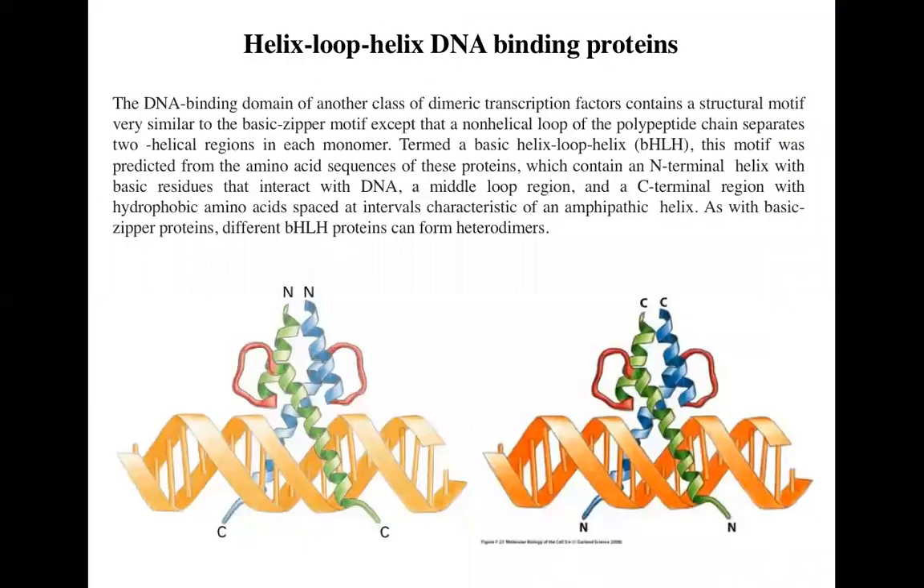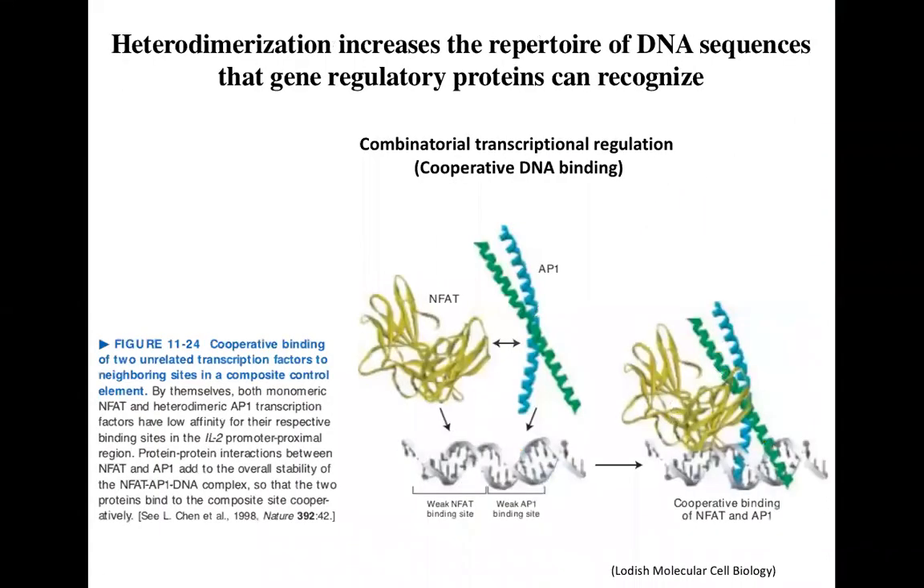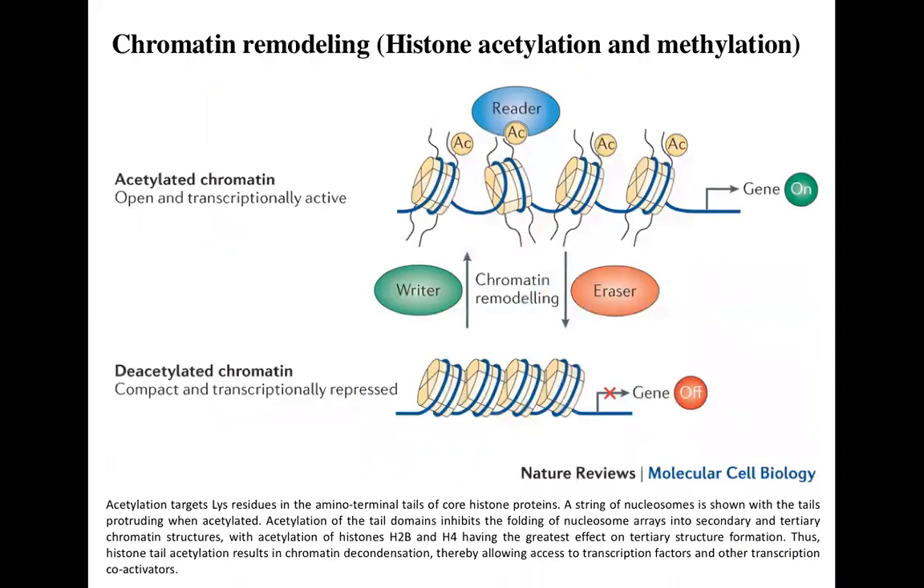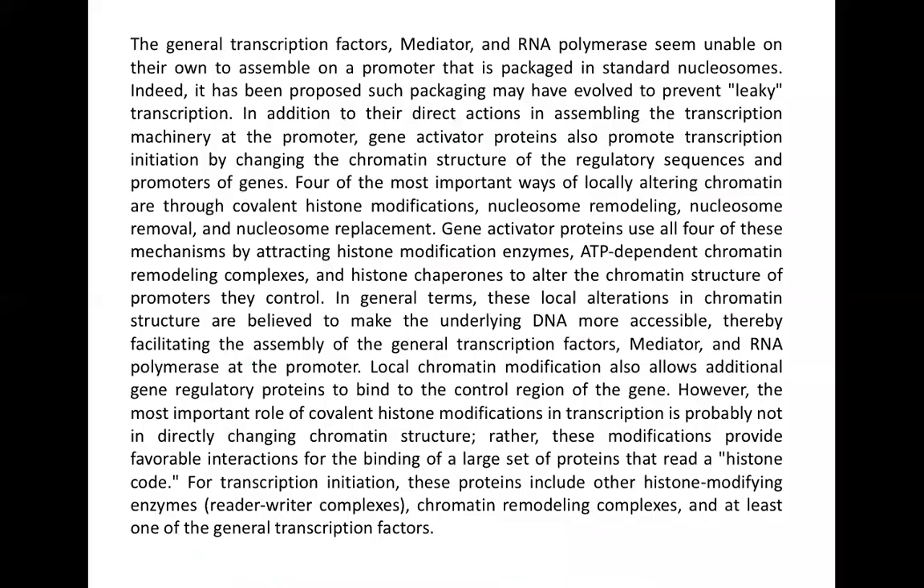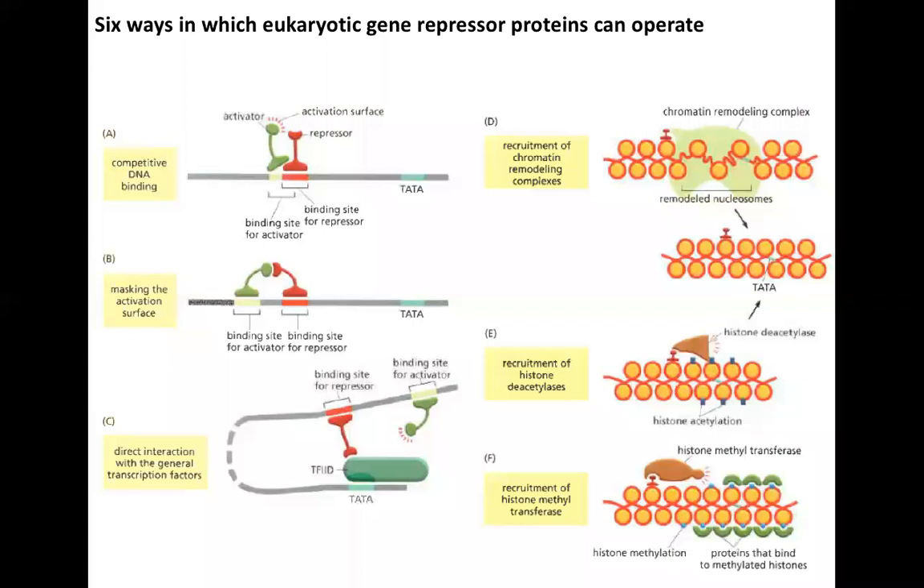Just for refreshing your memories, I moved back to the previous slide. Okay, so this is the same mechanism, but here, rather than the activator, it could bind with the general transcription factors. The distal control element contains the binding site for the repressor. So the DNA loops back, and the repressor interacts with the general transcription factors and blocks them from initiating the transcription. So this is the third mechanism, how repressor proteins can operate.